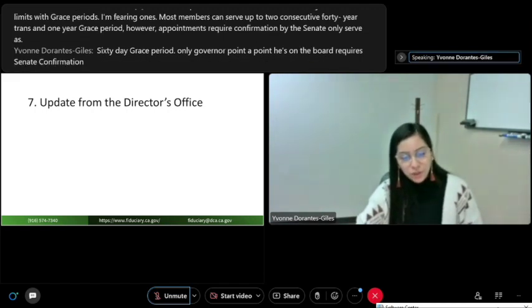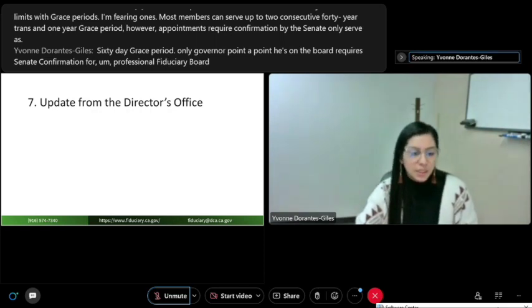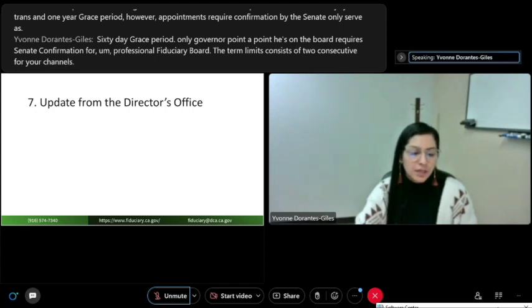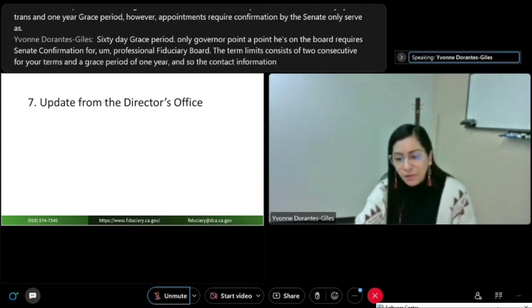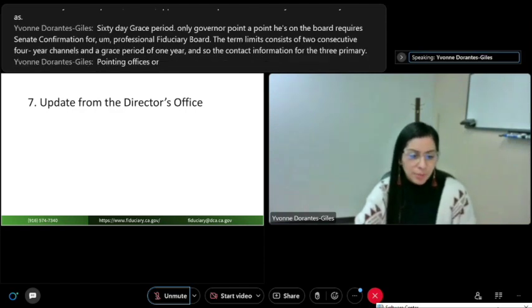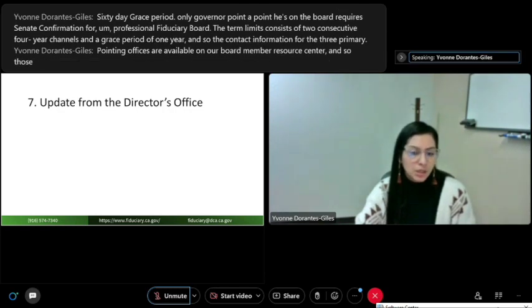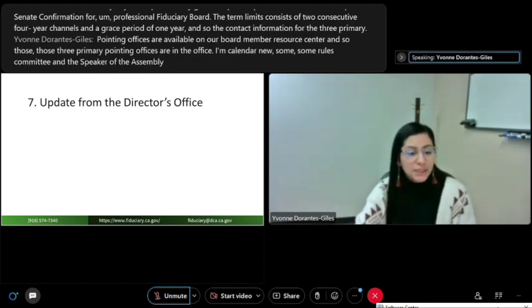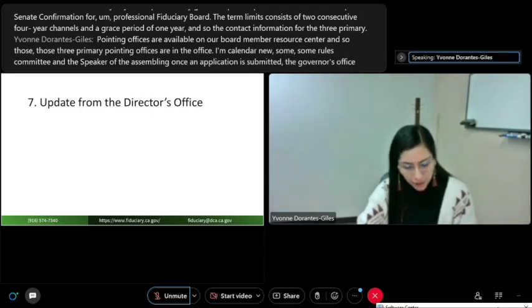For professional fiduciaries board, the term limits consist of 2 consecutive 4-year terms and a grace period of 1 year. The contact information for the 3 primary appointing offices are available on our board member resource center. Those 3 primary appointing offices are the Office of Governor Newsom, Senate Rules Committee, and the Speaker of the Assembly. Once an application is submitted, the governor's office will handle the remaining process.